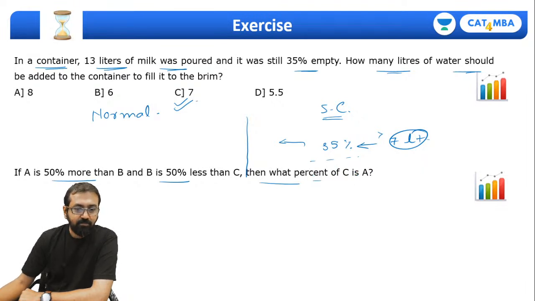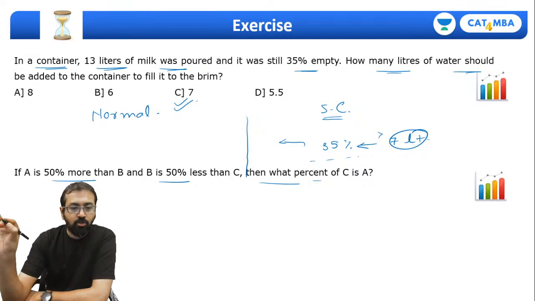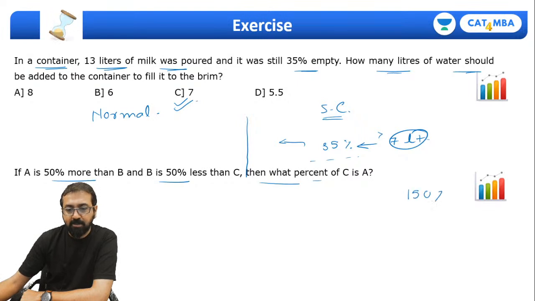Okay. So this is what we need to find out. Now guys, if you want, you can try on your own. Chances are very high that you will get the wrong answer. Most of you will get 150% or 133.33%, something like this. Both of these are incorrect.